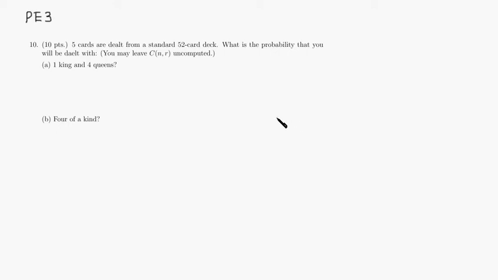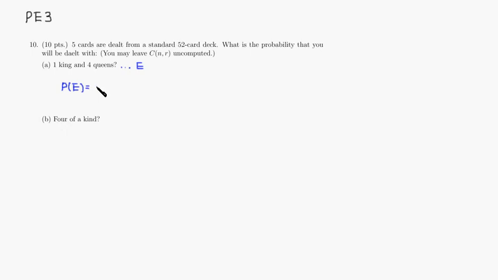All right, let's look at practice exam number 3, problem number 10. We are trying to find the probability of getting 1 king and 4 queens. I'm going to call this event E. So let's find the probability of such an event, the probability of E.